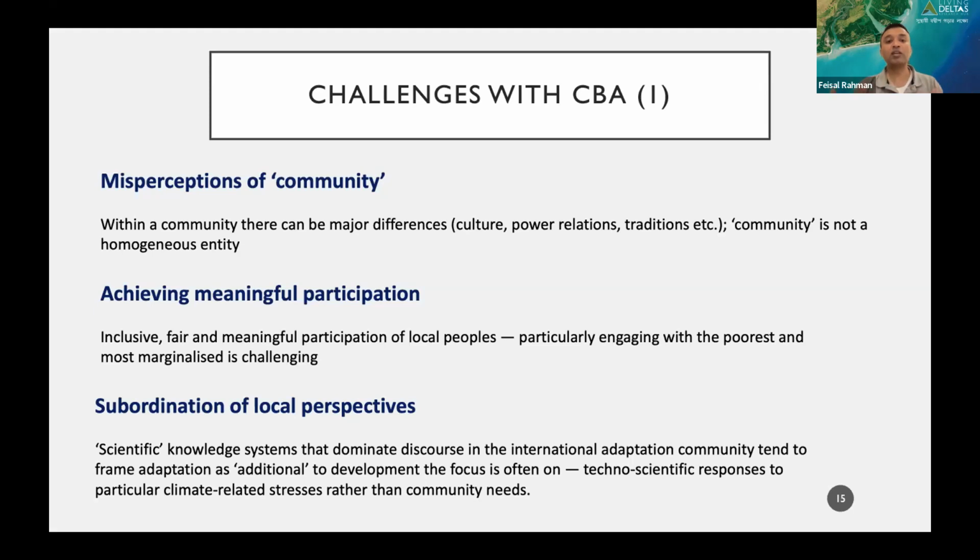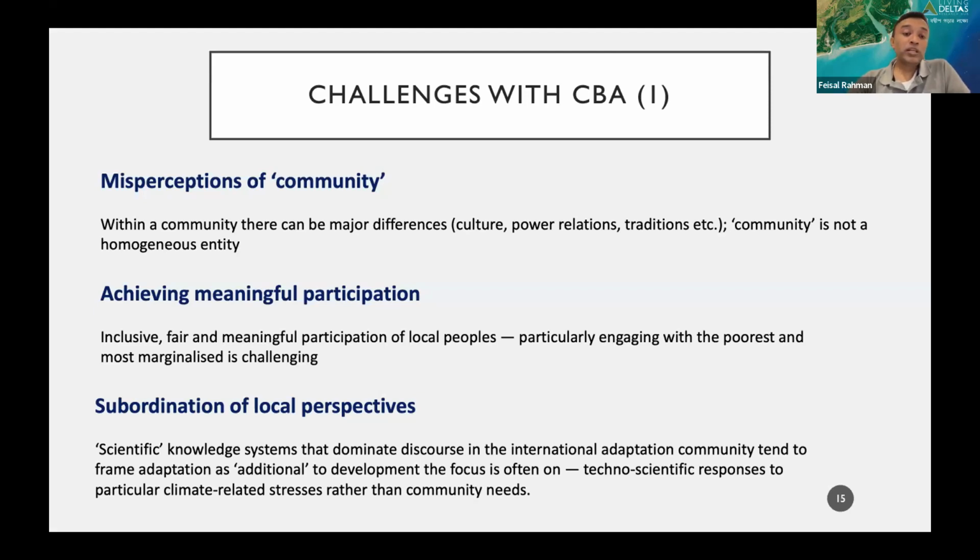Within a particular community, there are many differences around culture, power relations, and traditions. And so community is not a homogeneous entity, which originally it was thought to be. In particular, the power relations gap within communities can impede the success of a CBA project. The second challenge is achieving meaningful participation, inclusive and fair, at the local level. Particularly engaging those that are poor and marginal is very difficult, and elite capture remains a constant challenge with CBA.